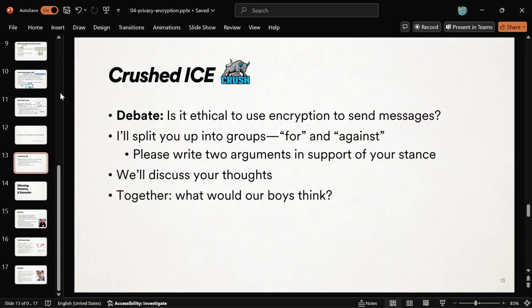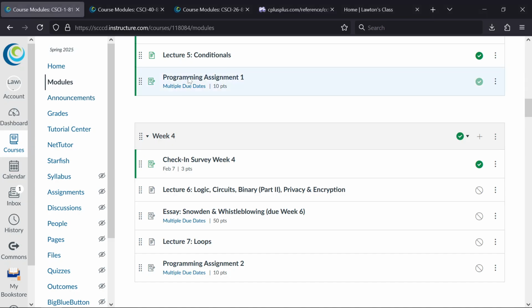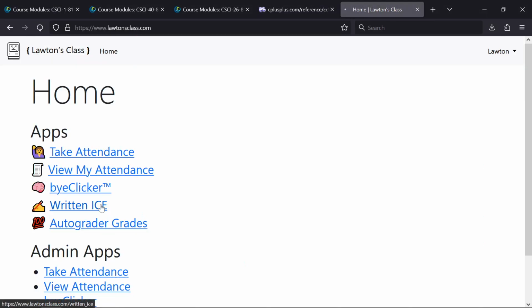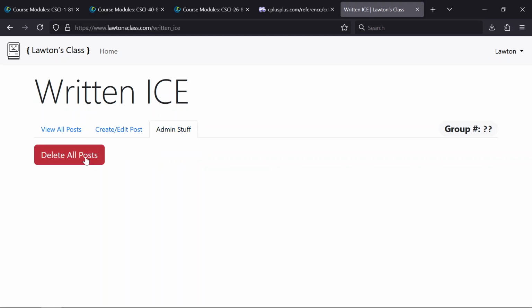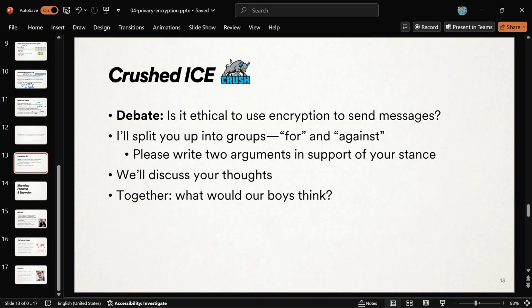All right. So I'm going to give you some numbers. I'll split you up into numbered groups, and so please go to the Written Nice page or refresh it if you're already on it, so that you can have a brand new post, because I want to clear it out. It'll mess it up if you don't refresh it. Refresh the page if you're already there. And then I'm going to split you up into groups, and here's your question, right? Is it ethical to use encryption to send messages to people so that other people can't listen in?